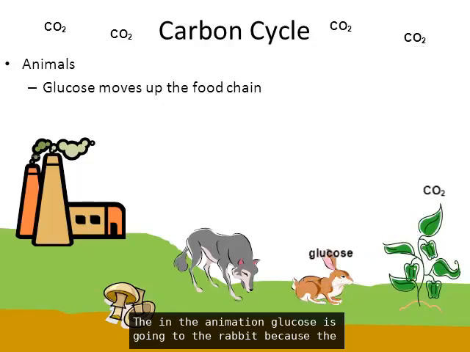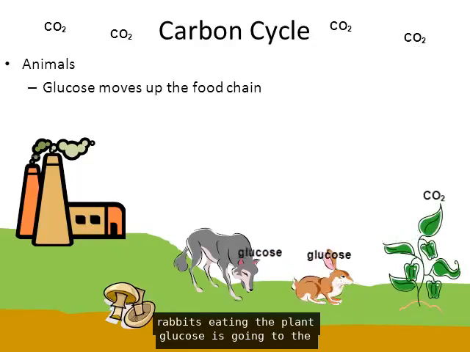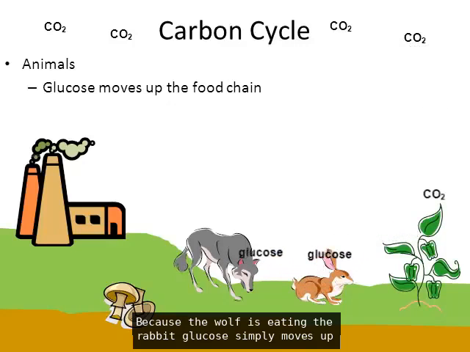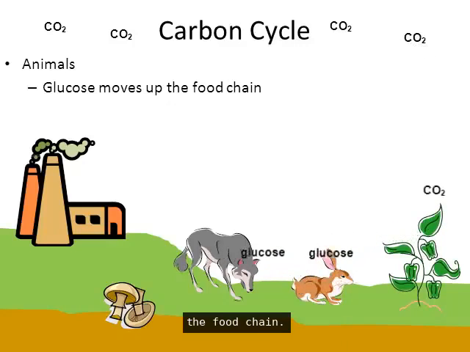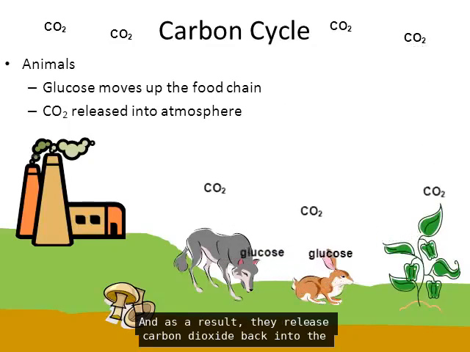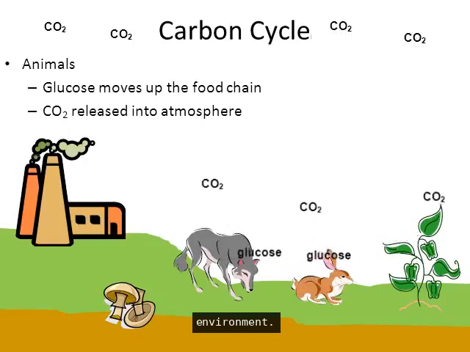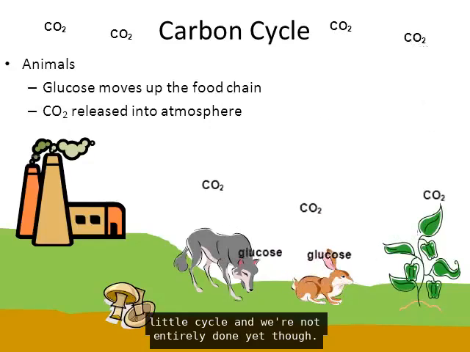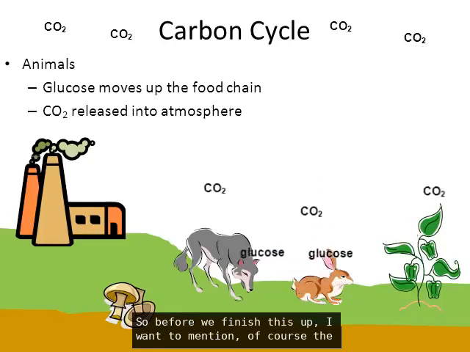In the animation, glucose is going to the rabbit because the rabbit's eating the plant. Glucose is going to the wolf because the wolf is eating the rabbit. Glucose simply moves up the food chain. Animals, let's not forget, do cellular respiration, and as a result, they release carbon dioxide back into the environment. So if you notice in the animation, we already have a little cycle, though we're not entirely done yet.